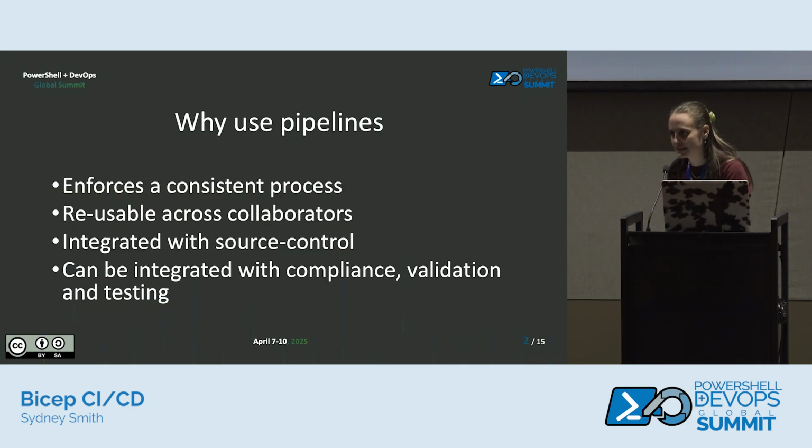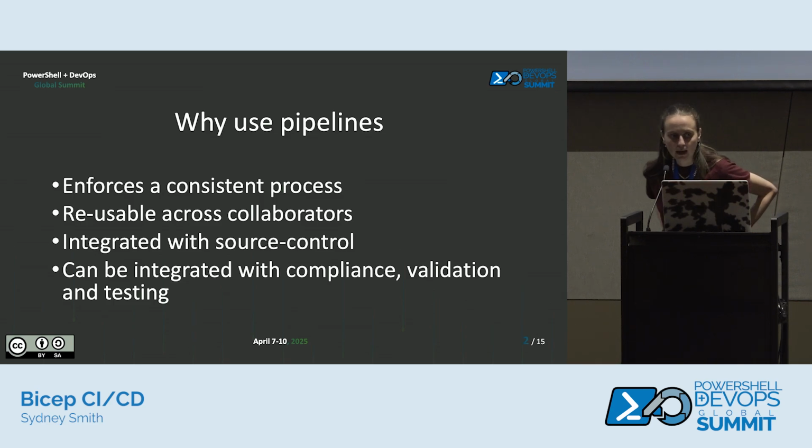So I first wanted to context set as to why this matters or why someone might use a pipeline. The first is that it enforces a consistent process. If every time you go to deploy, you always use your pipeline, you're less likely to introduce an unexpected behavior, an unexpected error, that sort of thing. And similarly, it's reusable across all collaborators. So you can, again, ensure a consistent process, not only for yourself when you go to use deployments, but maybe everyone on your team can all be using the same process, and it's integrated with your source control. So you can really manage what happens with each deployment.